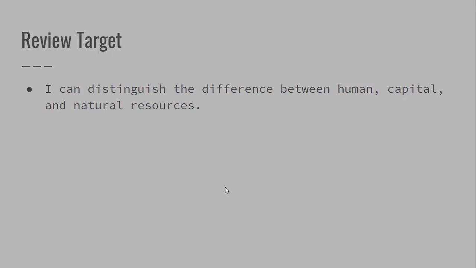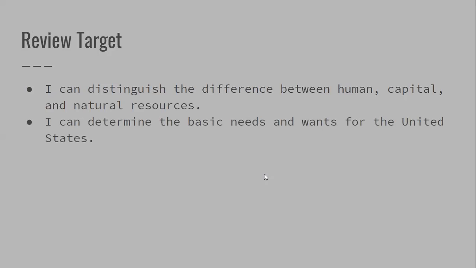And we have natural resources. Natural resources are the things that come from the ground. So the food, like veggies and fruit. We also have water that comes from nature, and we have trees that help us make wood. So these are all natural resources. Our second target was, I can determine the basic needs and wants for the United States. So we know there are certain needs and wants the United States has. We'll go over a little bit more about this next week.